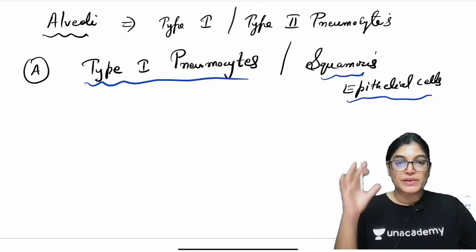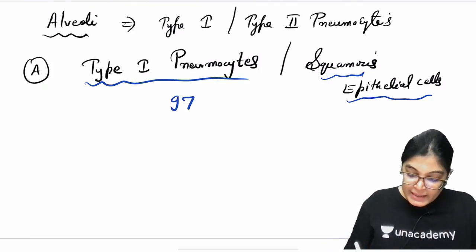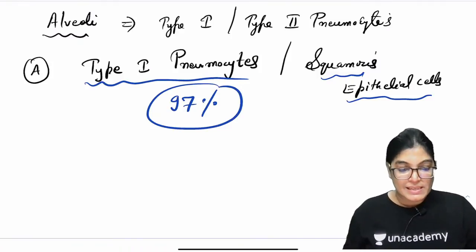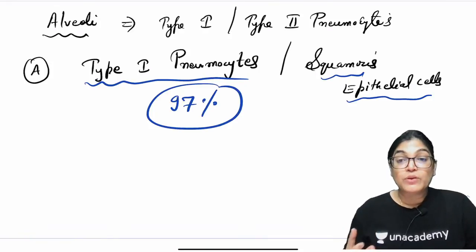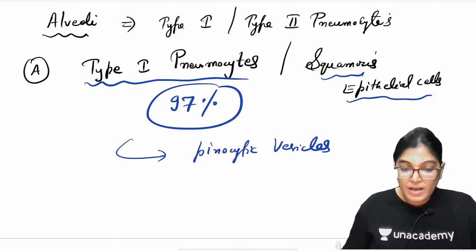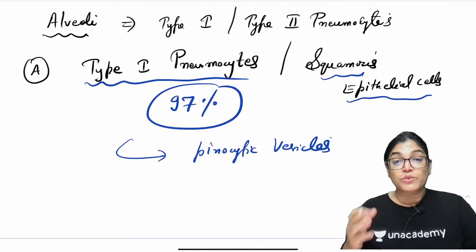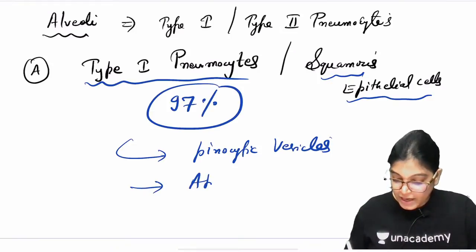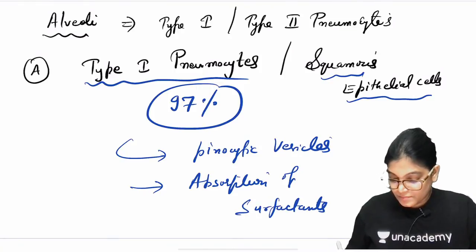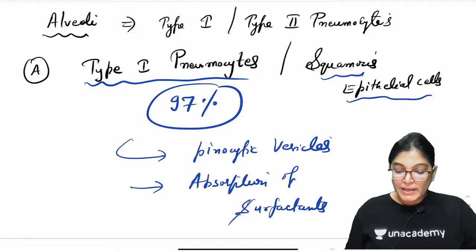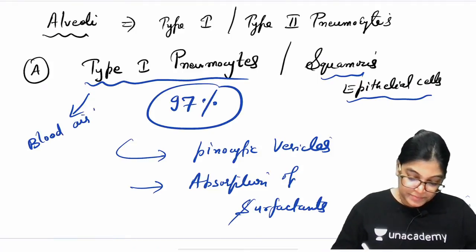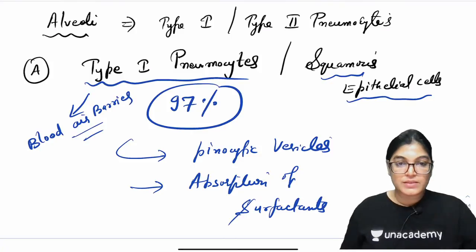If we talk about the entire alveolar surface, 97% of the alveolar surface is covered by type 1 pneumocytes, which are extremely thin squamous cells with abundant pinocytic vesicles. These pinocytic vesicles play a very important role in the absorption of surfactant. Type 1 pneumocyte also forms part of the blood-air barrier. This is another function.